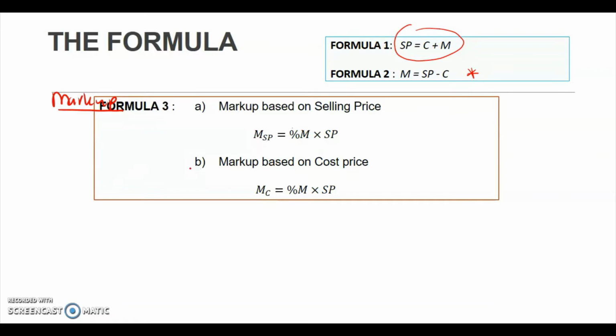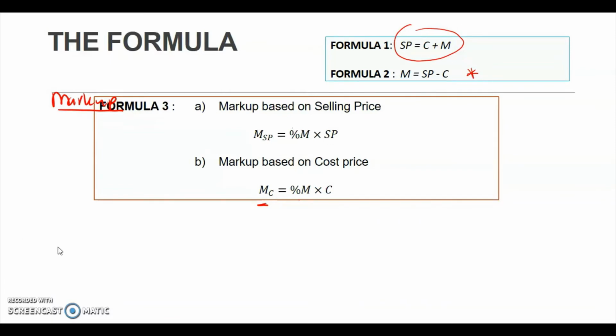The second case is markup based on cost price. Markup based on cost price is MC. To find the amount of markup based on cost price, the formula is the rate of markup, the percentage of markup, multiplied with C. This one is supposed to be cost price, not selling price.